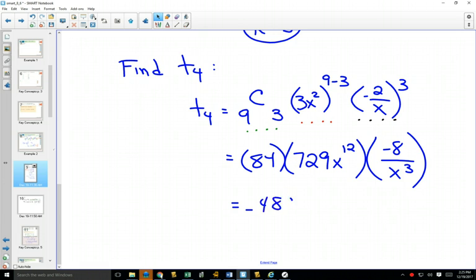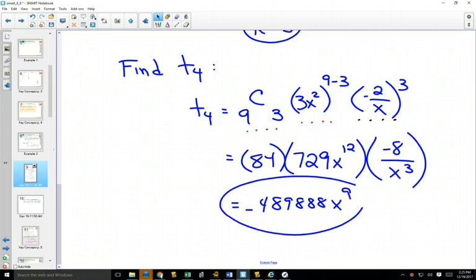Negative 489,888. And what's going to happen with an x to the 12 on top and an x cubed on the bottom? It's going to be x to the power of 9. And now we've found the complete term that has an x to the 9.